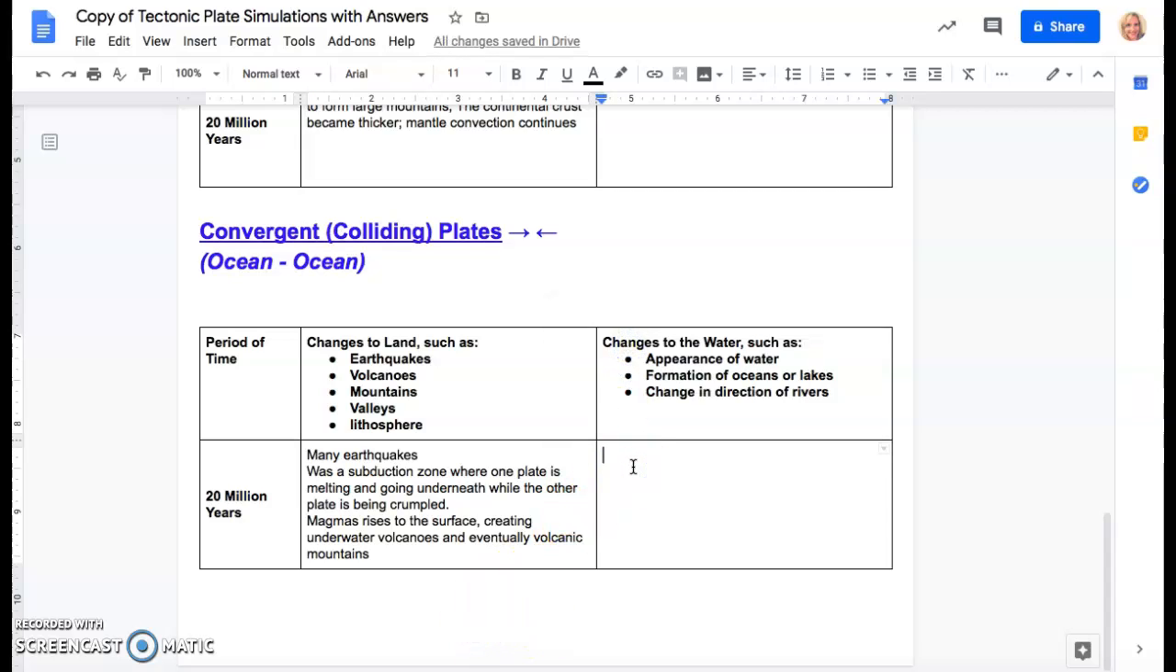How about the water? So is there any change to the water? You should be saying no because it's in the middle of the ocean. So there is no change because the entire plate boundary is in the water.